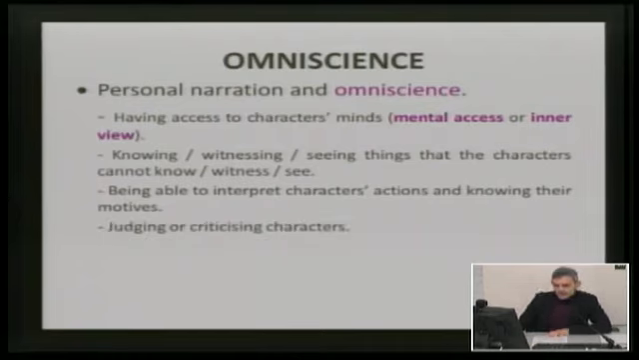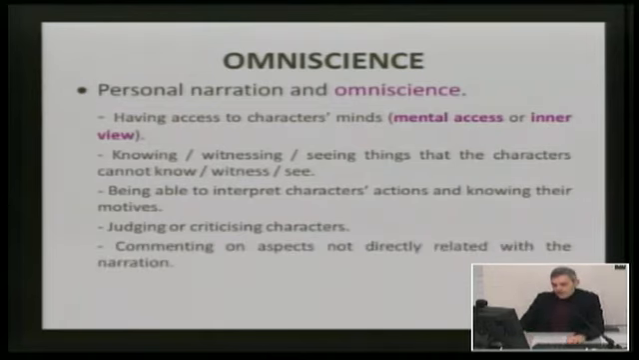Judging or criticizing characters. This is again more typical of 19th century fiction, not so much of modern fiction, unless it's done as a form of parody or ironically. And finally, an omniscient narrator could also feel free to comment on aspects not directly related with the narration. So an omniscient narrator could, for instance, comment on the historical or political context.